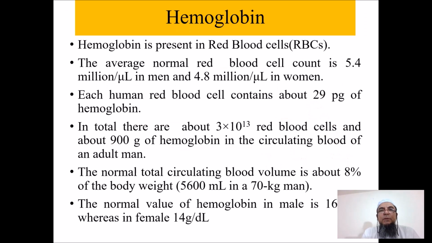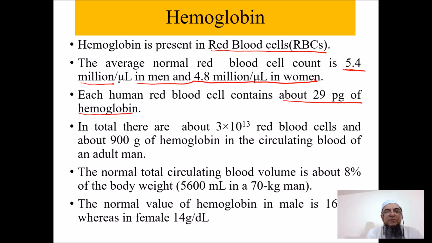Some more important points about hemoglobin. Hemoglobin is present in red blood cells. The average normal red blood cell count is about 5.4 million per microliter in men and 4.8 million per microliter in women. Each human red blood cell contains about 29 picogram of hemoglobin. So in total, there are about 3.10 raised to the power 13 red blood cells and about 900 gram of hemoglobin in the circulating blood of an adult man.